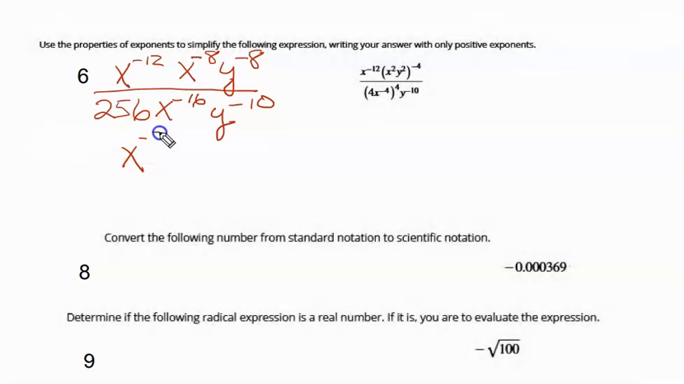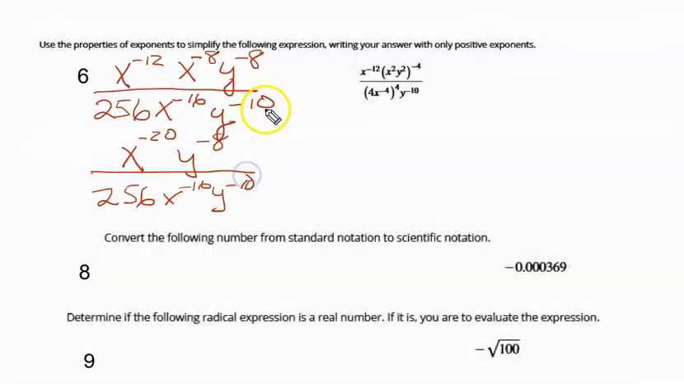X to the negative 20, y to the negative 8, over 256, and that's x to the negative 16, y to the negative 10. Looking at the wrong line here. There it is. Okay, check your work.